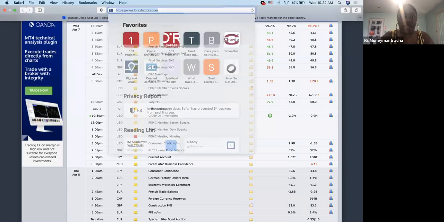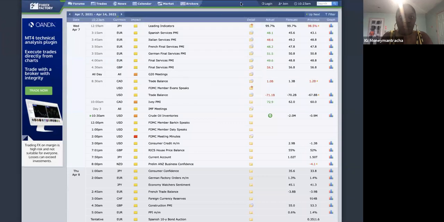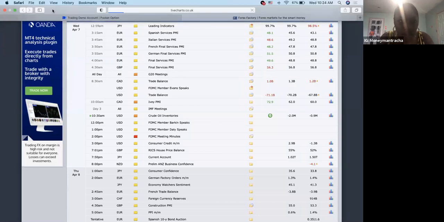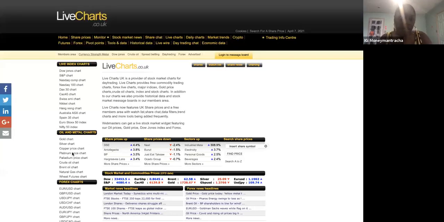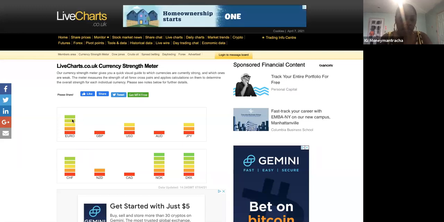Next thing that you don't really want to skip is you want to go to livecharts.uk. Hopefully I clicked the right thing. And this is pretty much going to tell you the currency strength. I'm going to review this every single time because I don't know when somebody's going to watch this video, whether you're here live or you watch it later. This is helpful to know.